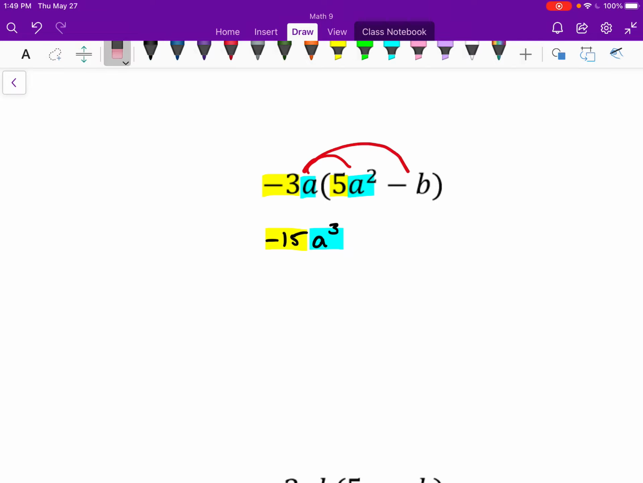Then same idea over here. So I have negative 3a times negative b. And again, like before, if I want, I can put a 1 there. If that's helpful, do it. I mean, it takes like half a second. But negative 3 times negative 1 is positive 3. And a times b, they're different variables, so it's just ab.